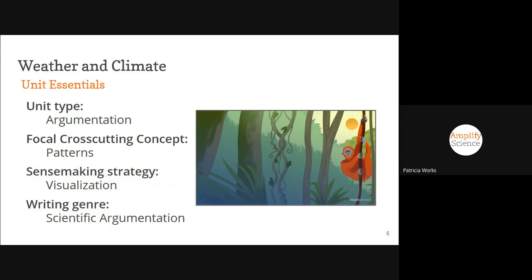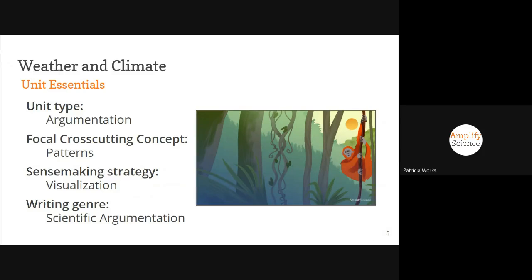Using these patterns to make predictions about the future weather on the 3 fictional islands serves as the predicted phenomena for this unit. By the end of the unit, students are able to use their best evidence to support written scientific arguments for the location of the reserve.